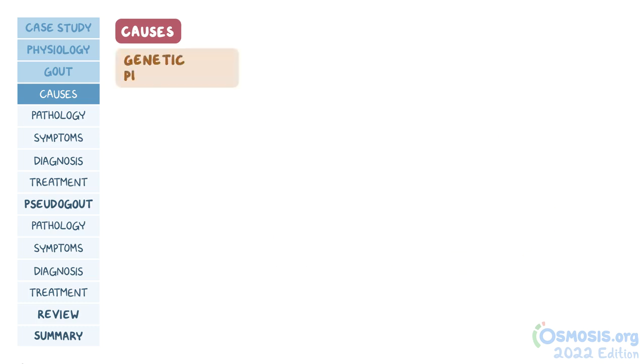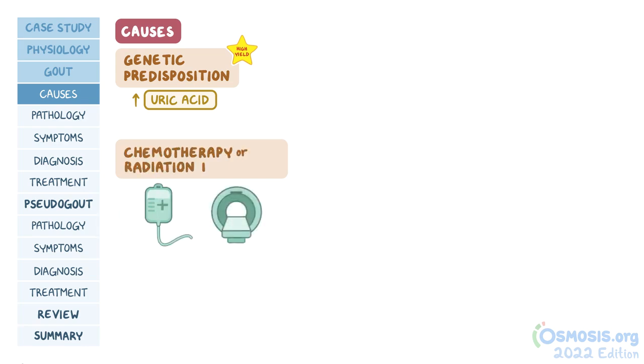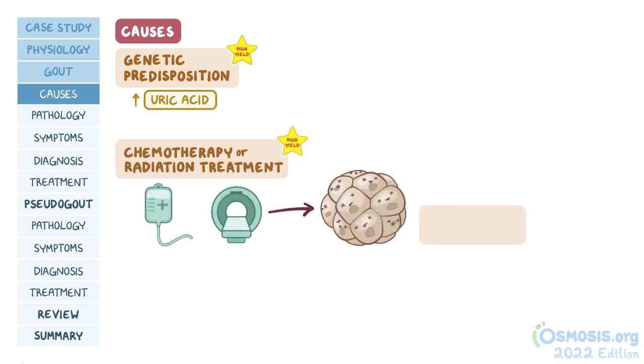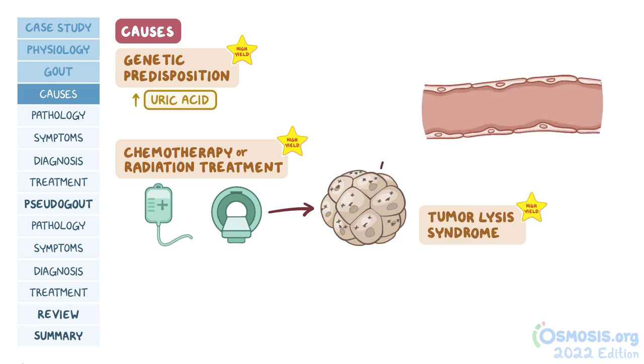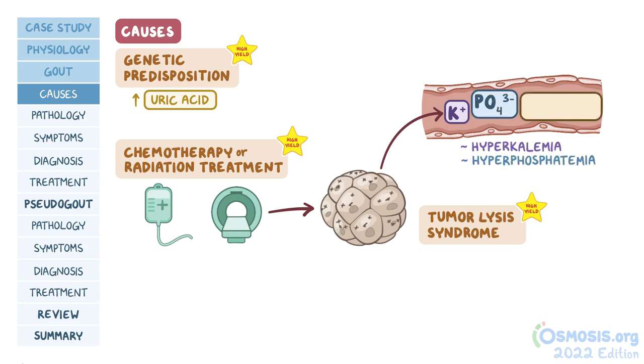Others might have a genetic predisposition to overproduction of uric acid, or it can develop as a result of chemotherapy or radiation treatment, where a lot of tumor cells die, causing what is known as tumor lysis syndrome. The syndrome occurs because dead cells release their contents into the bloodstream, resulting in increased levels of potassium, causing hyperkalemia, phosphate causing hyperphosphatemia, and uric acid, leading to hyperuricemia.